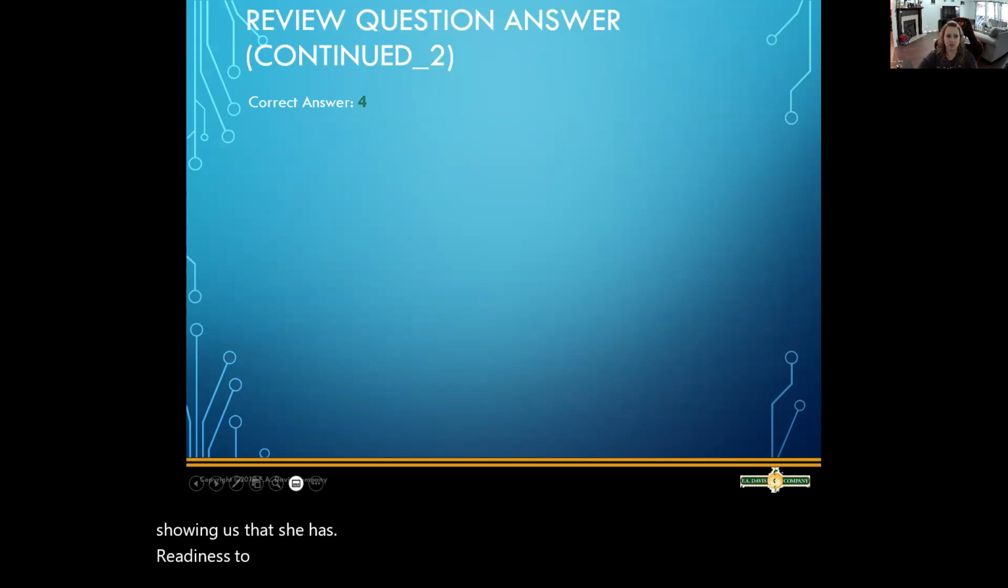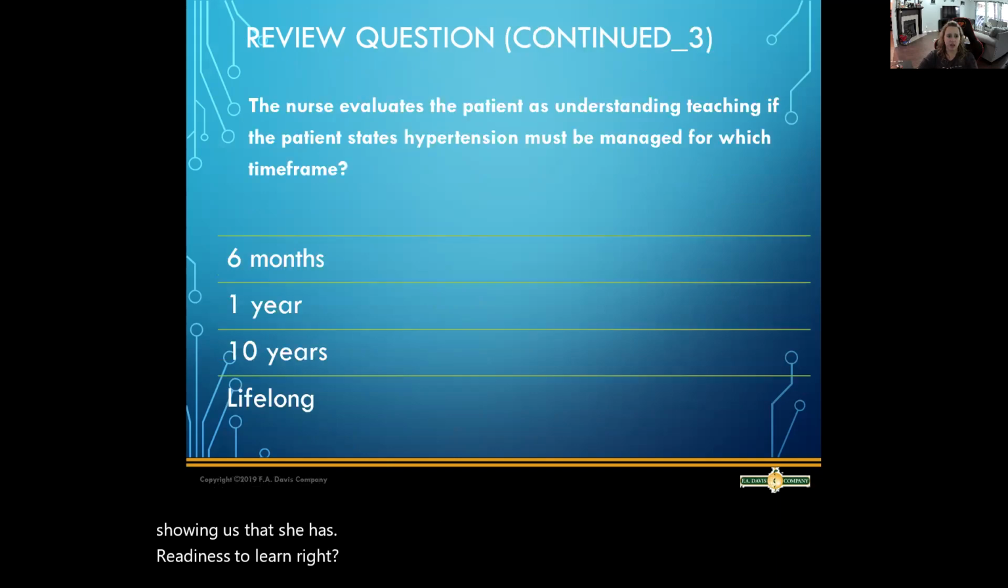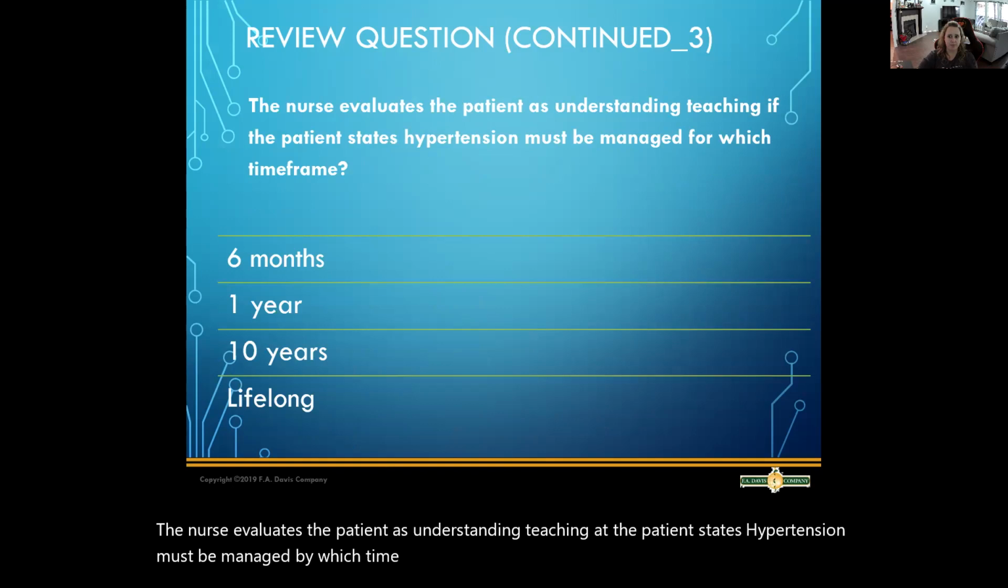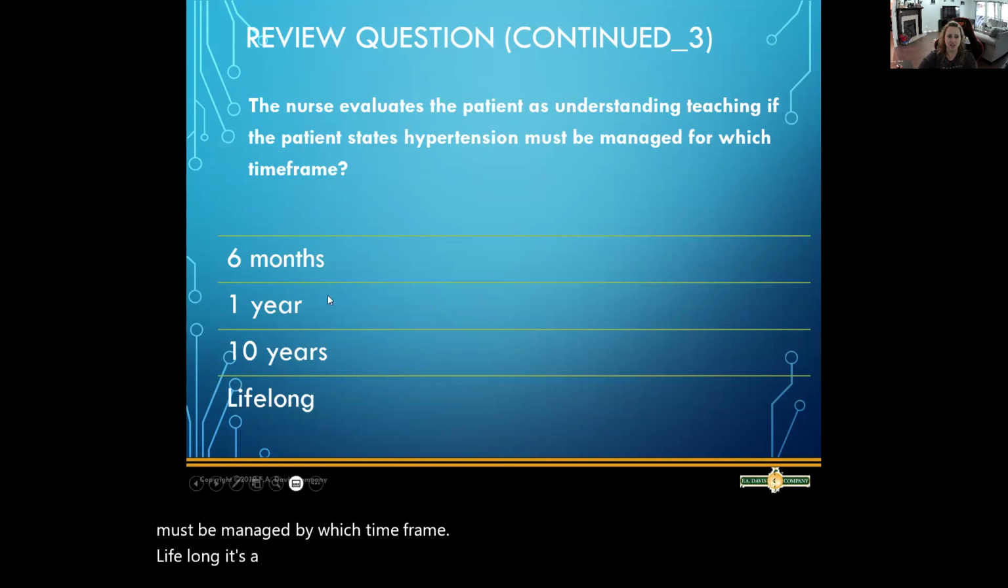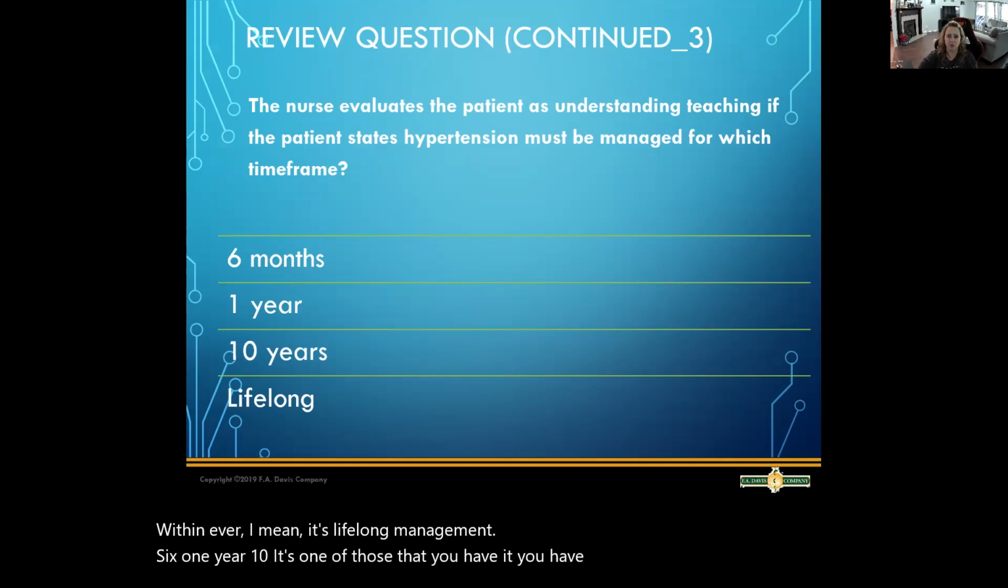Okay. The nurse evaluates the patient as understanding teaching if the patient states hypertension must be managed by which time frame? Lifelong. It's a lifelong disease. It's not going to be cured ever. I mean, it's lifelong management. It's one of those that you have it, but we can manage it.